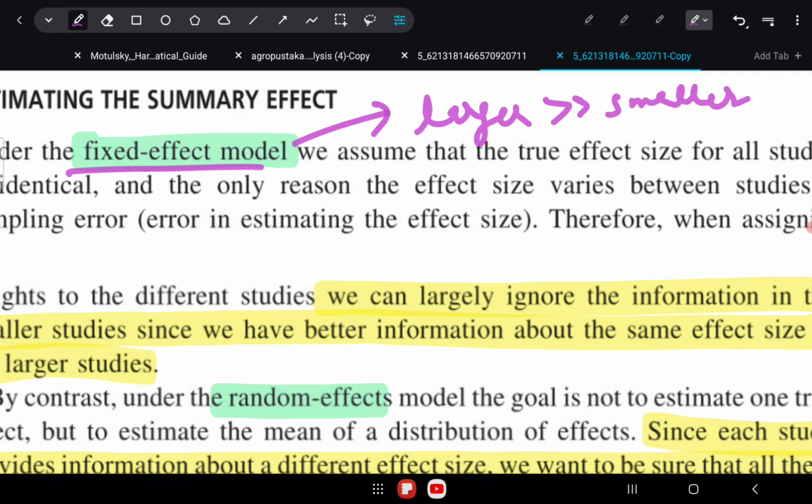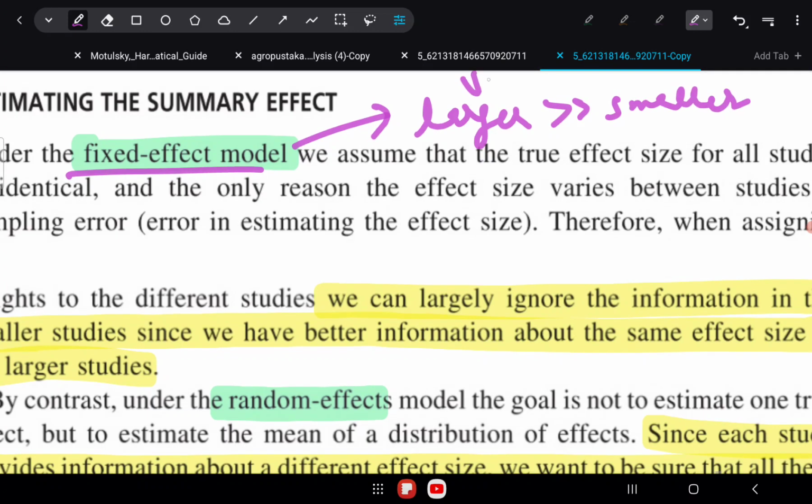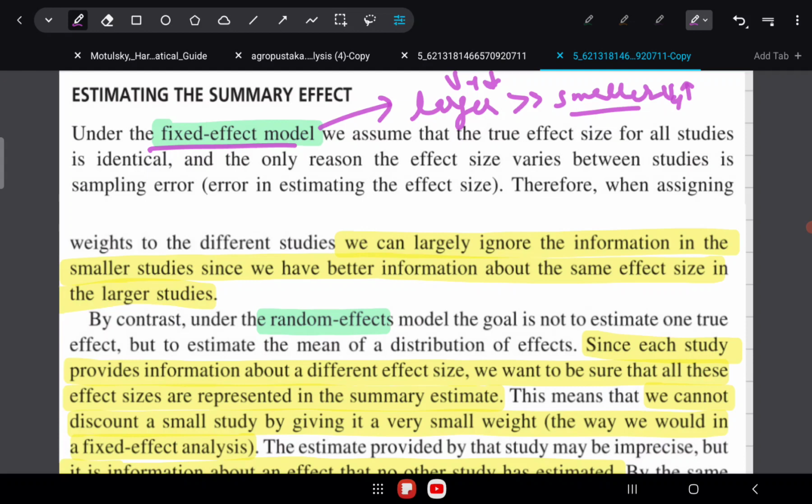Because we know that in larger studies, because the sample size is more, Vy will be less, right? And in smaller studies, because the sample size is less, Vy, the within study variance, will be more. So in fixed effect modeling, it makes sense that the weights assigned should be much more for larger studies than for smaller studies, because larger studies give a more precise estimate of the true effect size. So we can largely ignore the information in smaller studies, since we have better information about the same effect size from the larger studies.